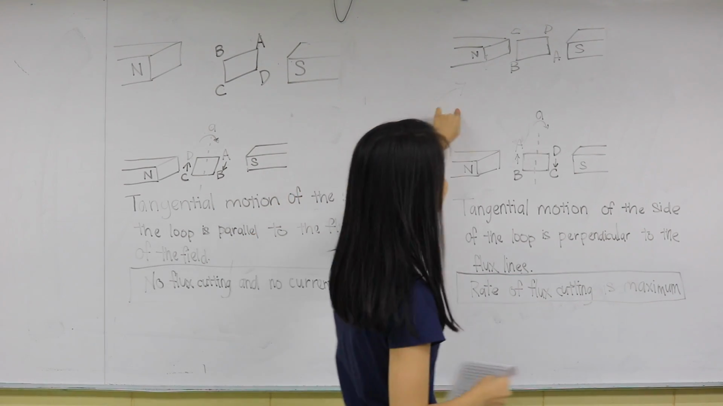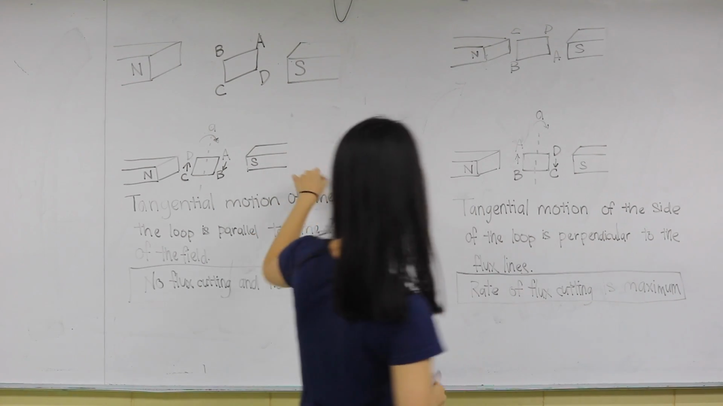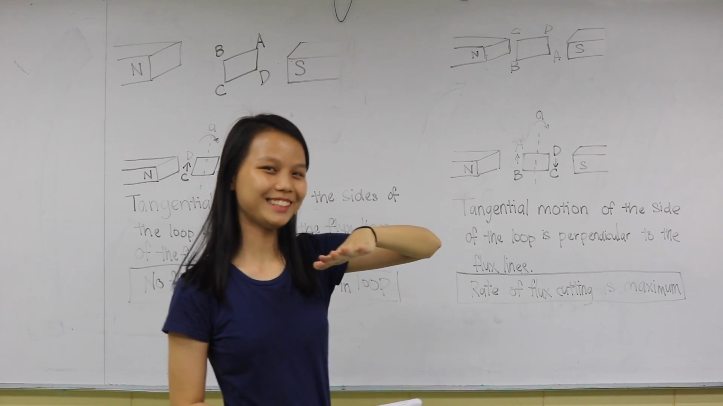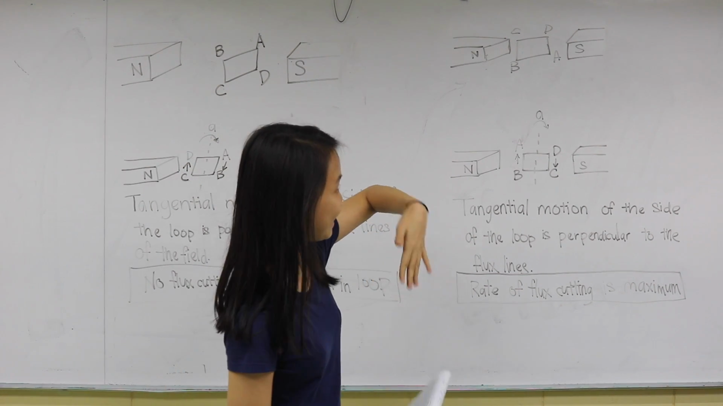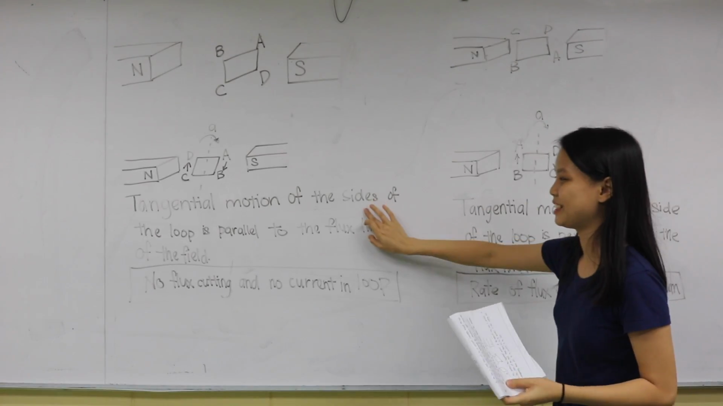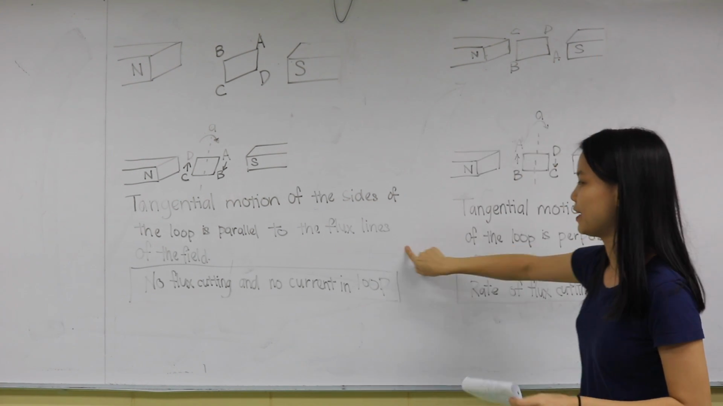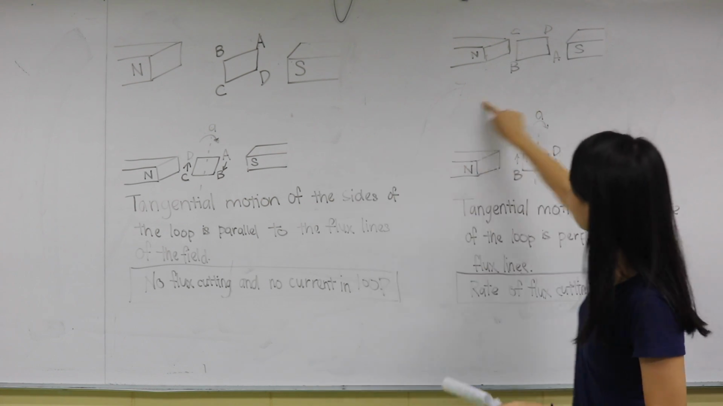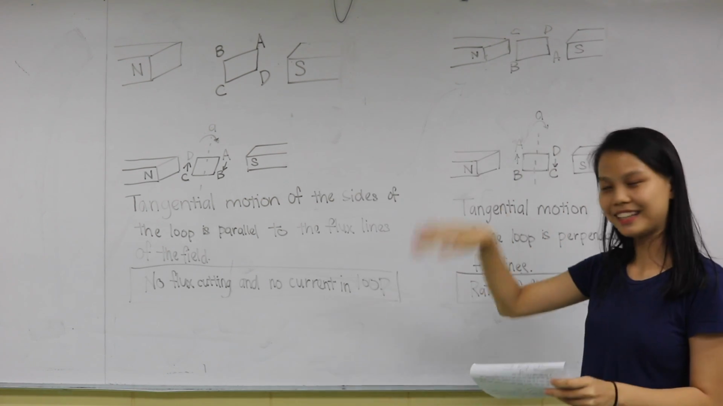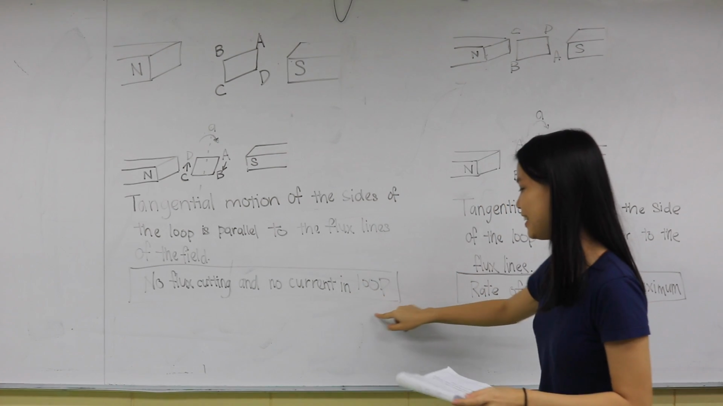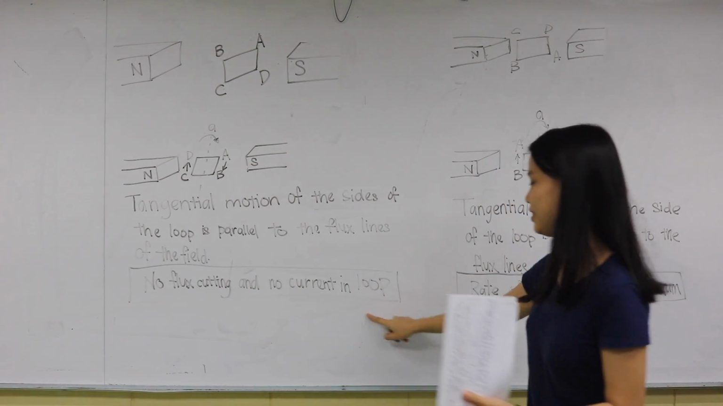Next up we have this, and after it has turned from vertical to horizontal, it turns to vertical again, but this time it has switched sides. As you can see here, it has turned from ABCD to DCBA. At this position, the tangential motion of the sides of the loop is parallel to the flux lines of the field. So there's no flux cutting, and therefore no current in the loop.